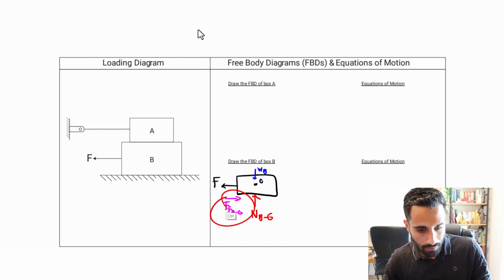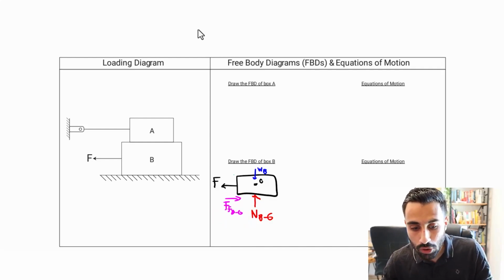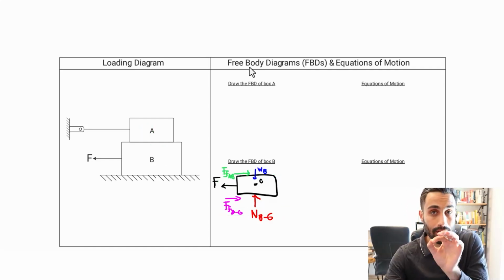Just like this direction, it's going to go to the right. So I can denote that in the new color. It's not the same force of friction. So this is the force of friction, and that would be between A and B, between block A and block B. That is still important on the free body diagram of box B.